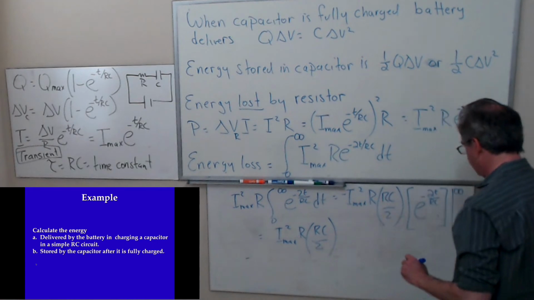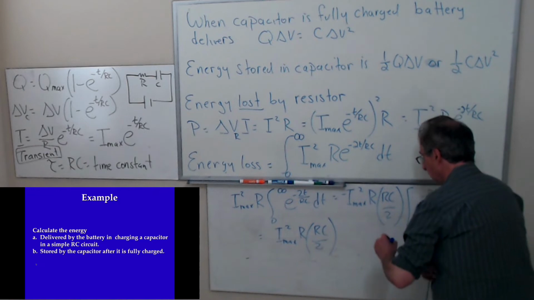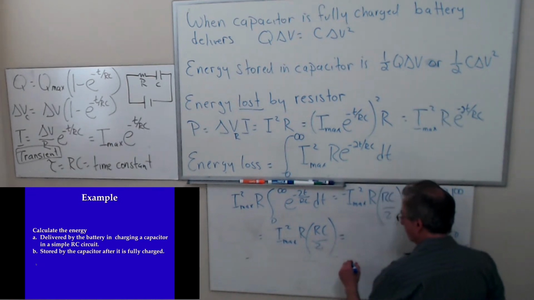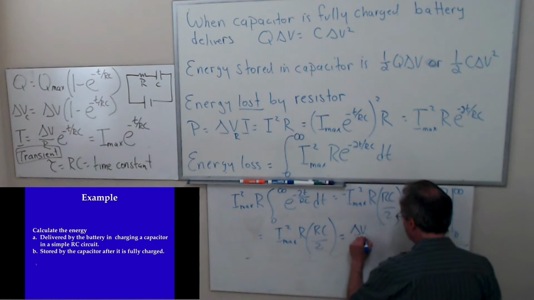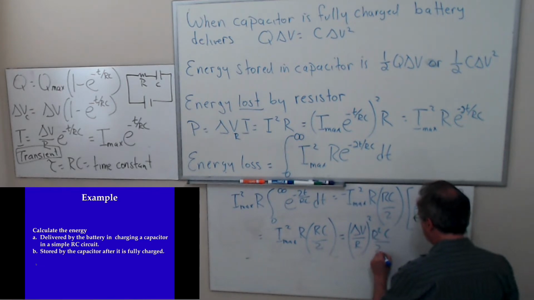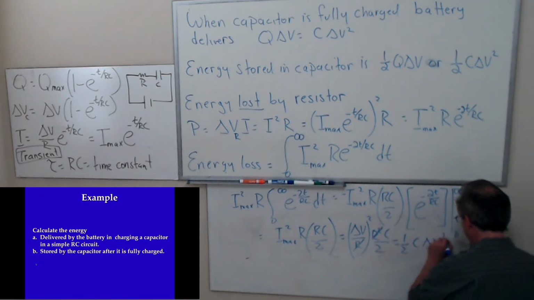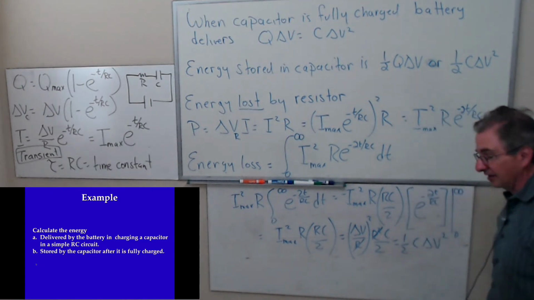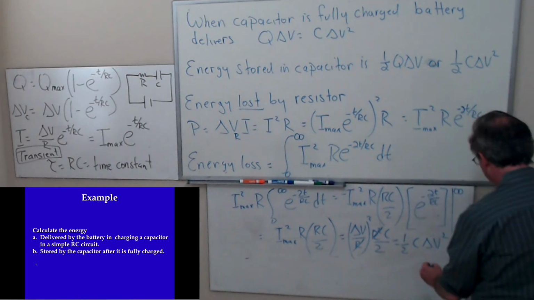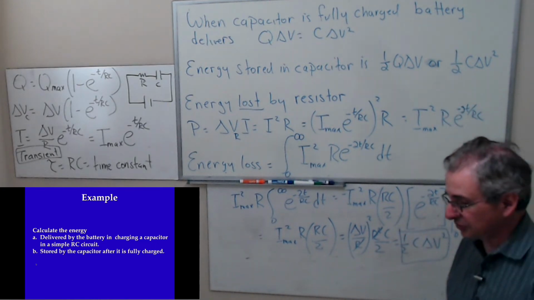Let's see. So what's I max again? It's delta V over R. Well, it worked out. Okay, I didn't screw up. That's good. So half the energy is lost. I always worry I'm going to screw up that integral.